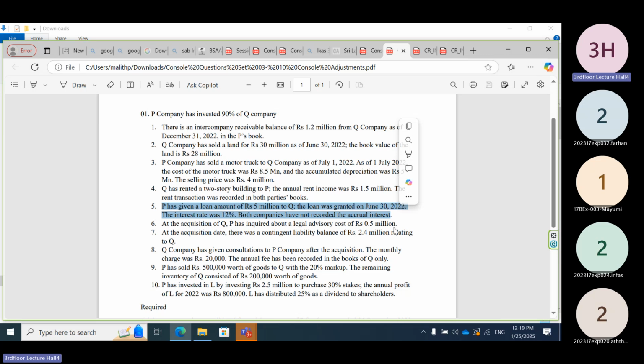No need to do any adjustment. Someone can say that you need to accrue that and eliminate. Don't need to do any adjustment. You can put the mark for the interest accrual. They have not done it for both companies, so what is there to eliminate? Don't need to do any further adjustment.